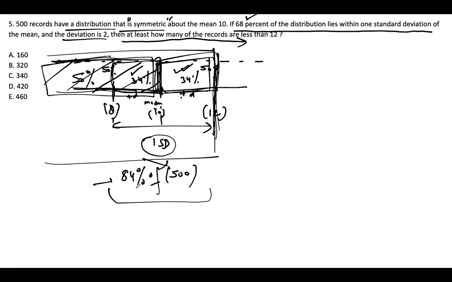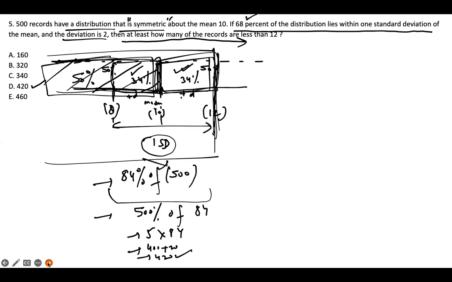Very good. I do not know 84% of 500 directly. Either I can do 500% of 84, which is 5 times 84. So 5 into 80 is 400, plus 5 into 4 is 20. This gives me 400 plus 20, which is 420. Is this point clear to everyone?